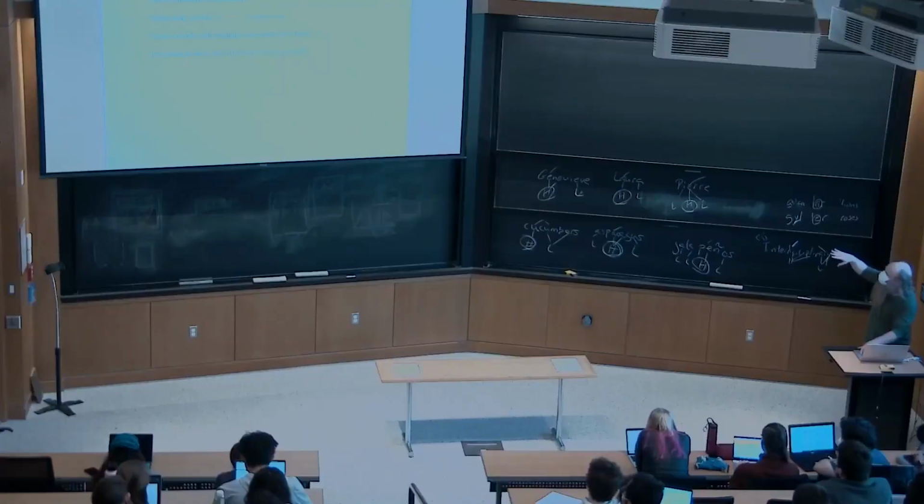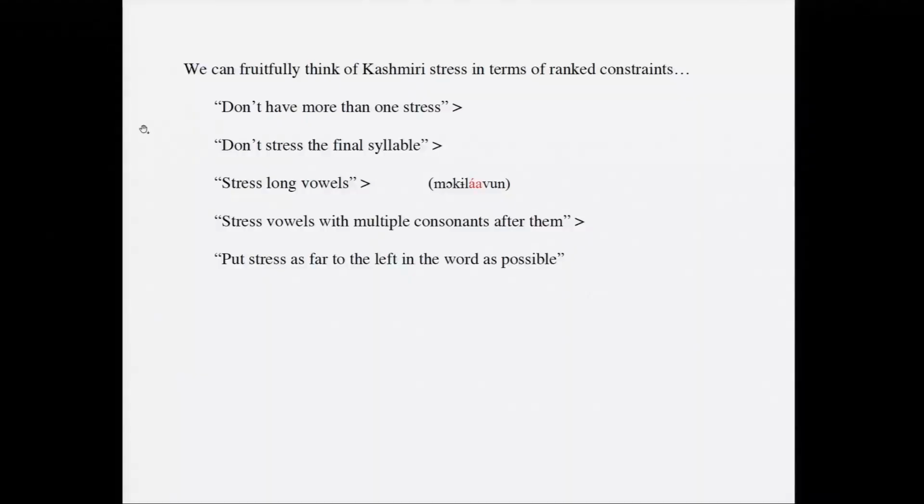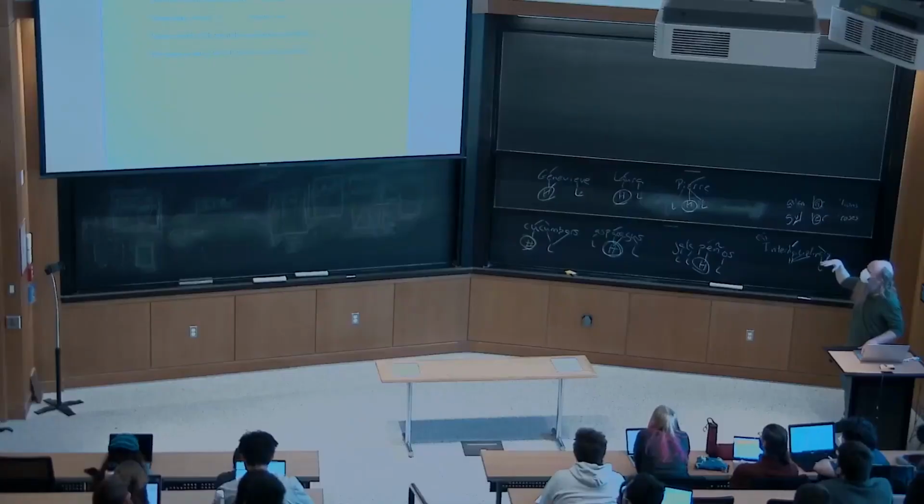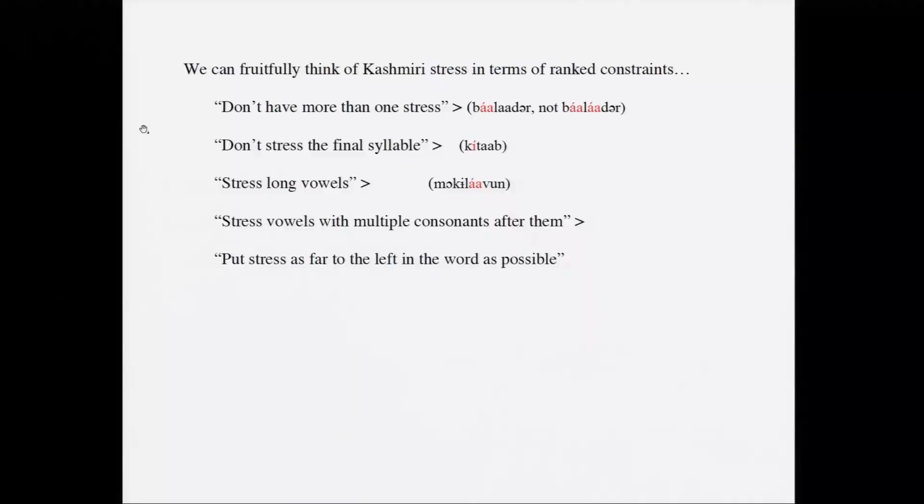So stress long vowels, we got that in that word that had a long vowel as its third vowel. But we also saw that outranking stress long vowels is a constraint that says don't stress the final syllable. So in this word for book, there's a long vowel in the final syllable, but you don't stress it because it's final, and avoiding final stress is more important than stressing long vowels. There's a rule that says don't have more than one stress. So you like stressing long vowels, but if you have a word that has multiple long vowels in it, you only get one stress. You don't get two.